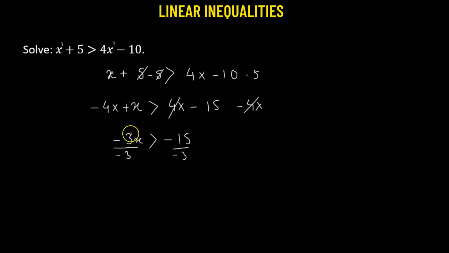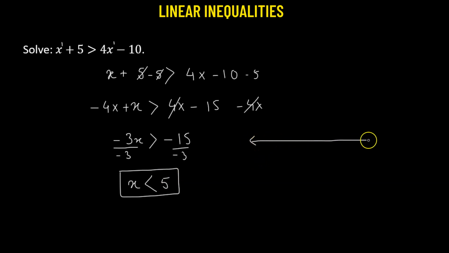And that means here we have x. Earlier it was greater than, but since we have divided by a negative number, this will become less than negative 15 over negative 3. So that will be 5. So this is going to be the solution to our linear inequality, and there are two more ways of representing the solution.